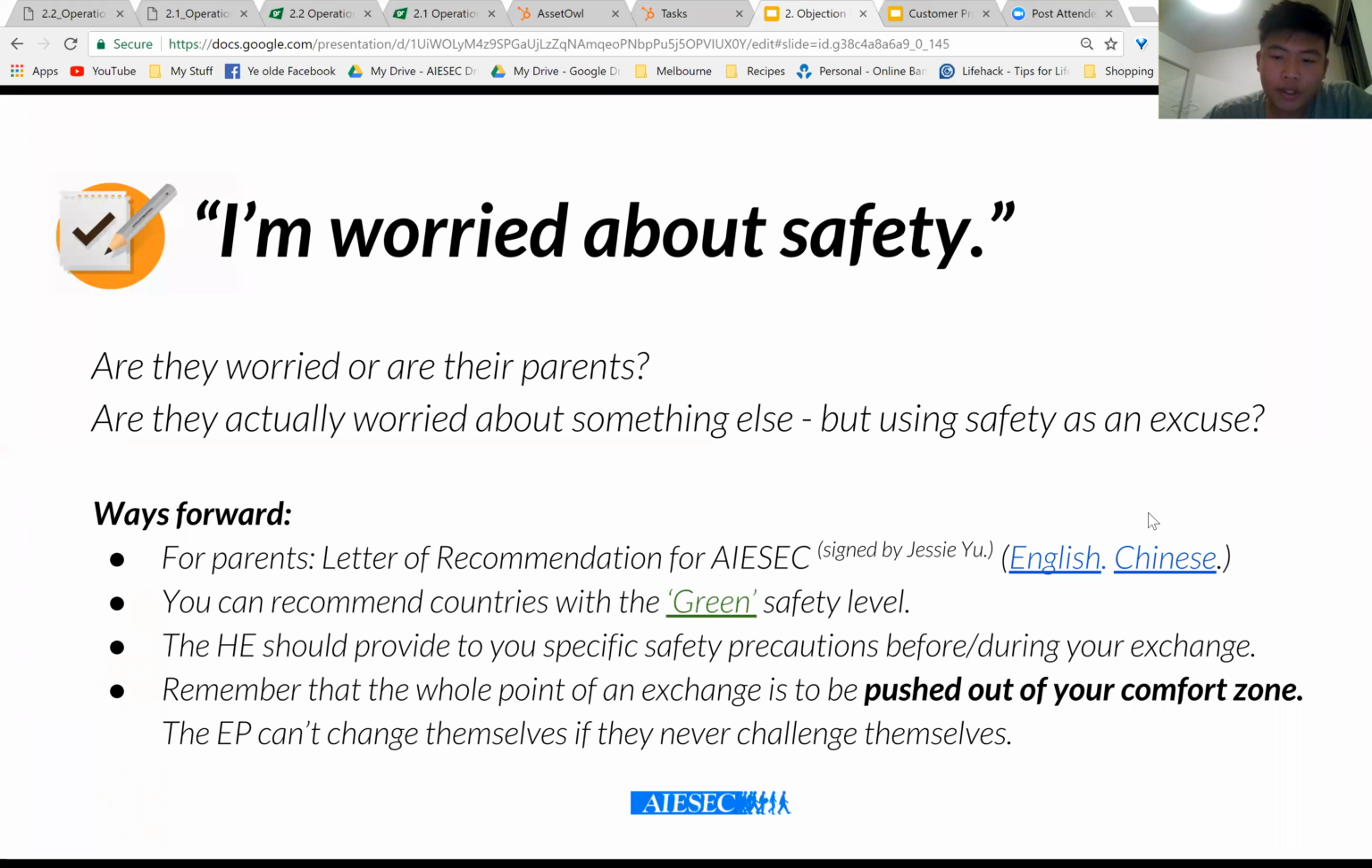And additionally, and this is more relevant for our IR partners as well, the host entity should provide you with specific safety precautions. The HE is also there during the exchange as well. We're not just sending an EP away to a foreign country and then leaving them there. We have the HE on the ground. So that's another thing you can bring up to your EP to alleviate the concern.